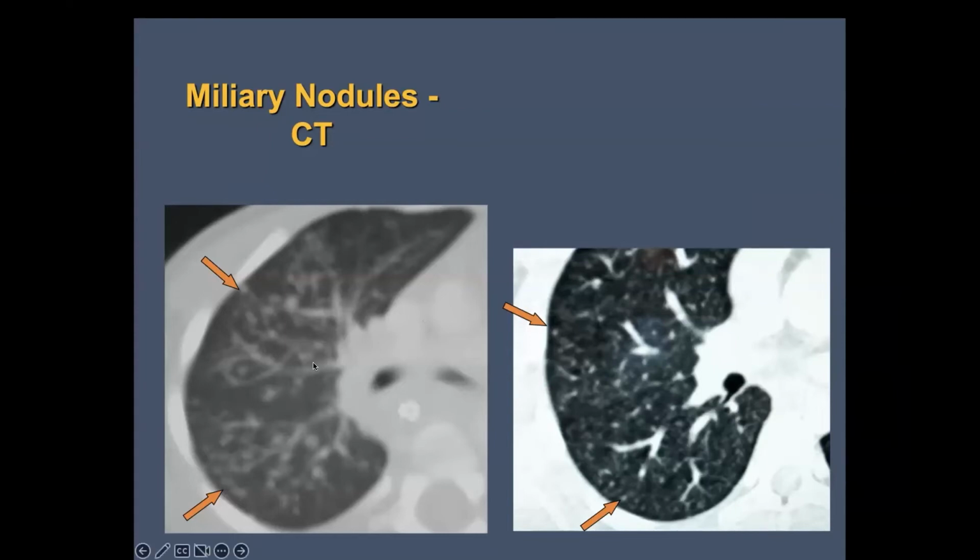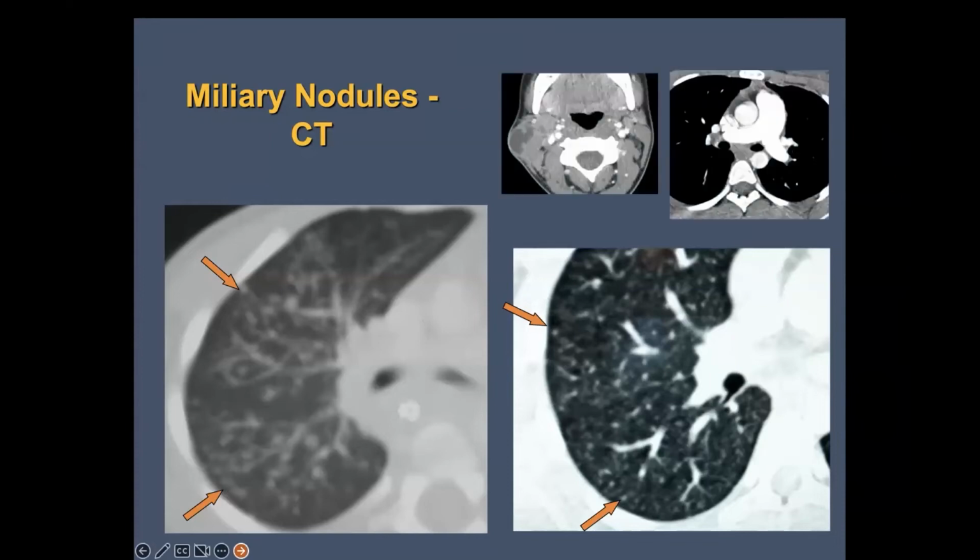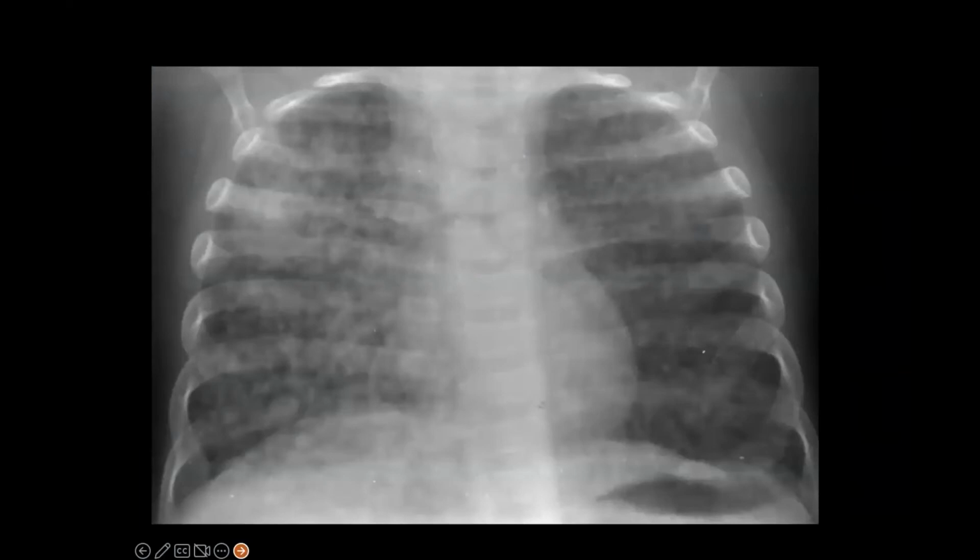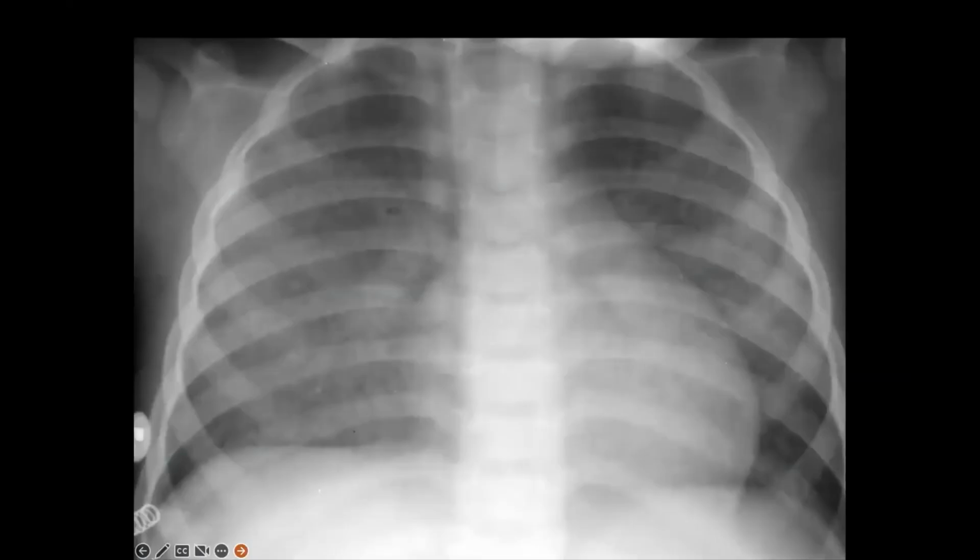And then, of course, it's important to look elsewhere in the body as well. And so this child on the right not only had miliary in the lung, but had neck nodes, had some hilar and subcarinal lymphadenopathy as well, that made the diagnosis much more apparent. And this is just a child that has that larger nodular form of miliary disease, but once again, very diffuse and very homogeneously distributed.